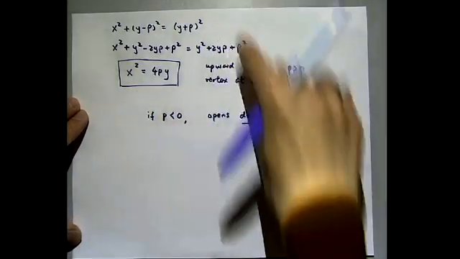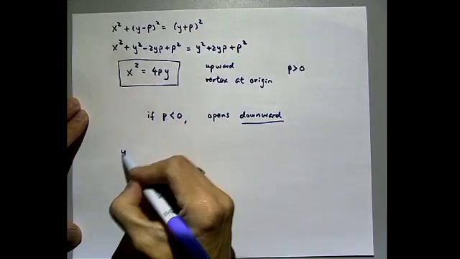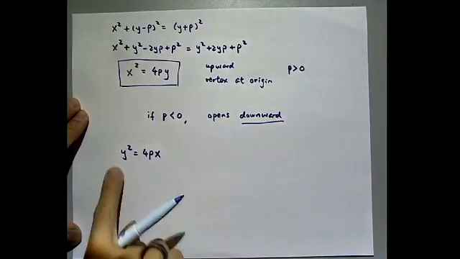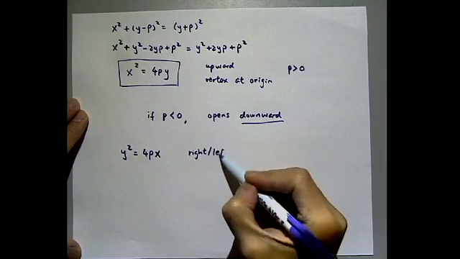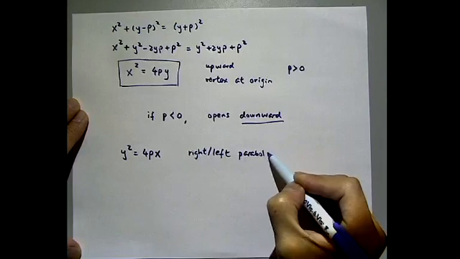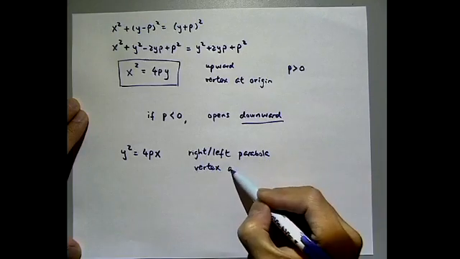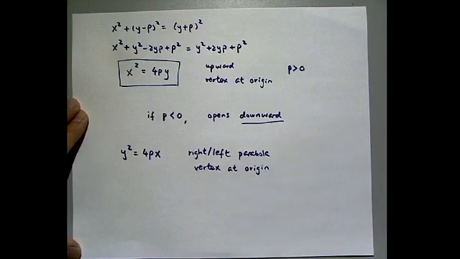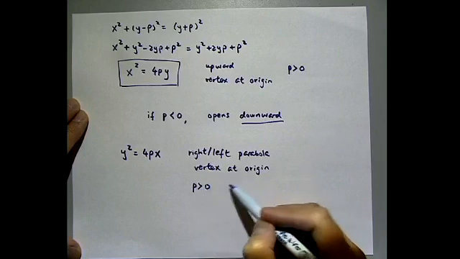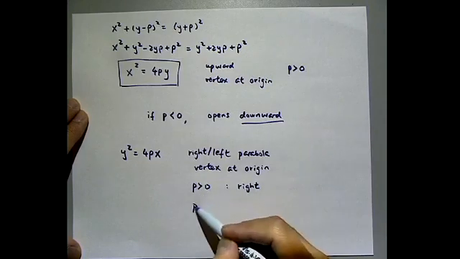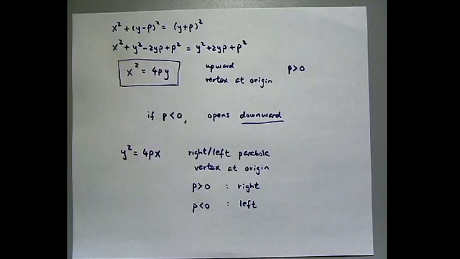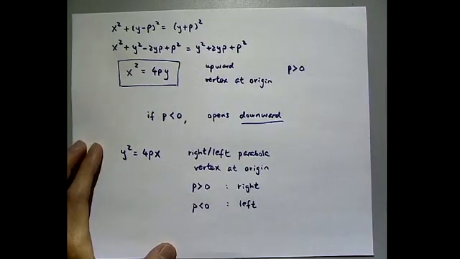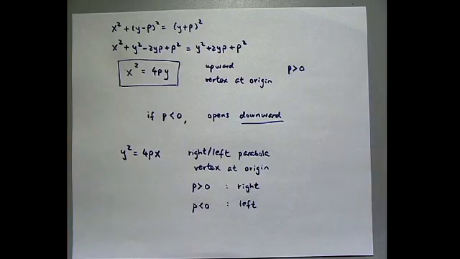Now, we're not going to go through the algebra here, but if you interchange the two variables, write it as y squared is equal to 4px, then what you got here is a right or leftward opening parabola whose vertex is at origin again. And a positive p gives you a parabola that opens to the right, whereas a negative p gives you a parabola that opens to the left. Okay?